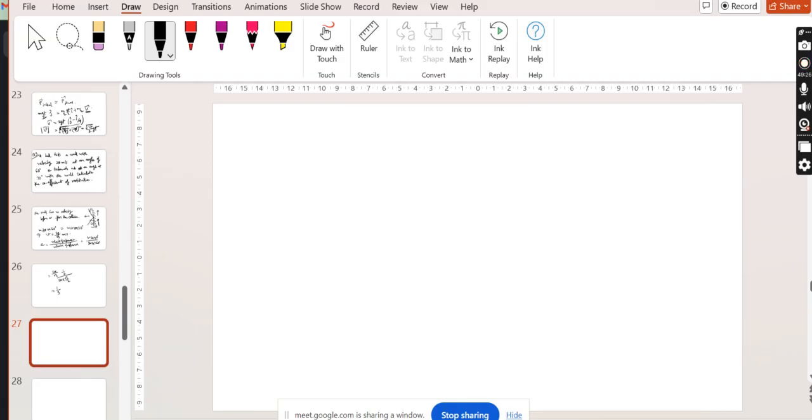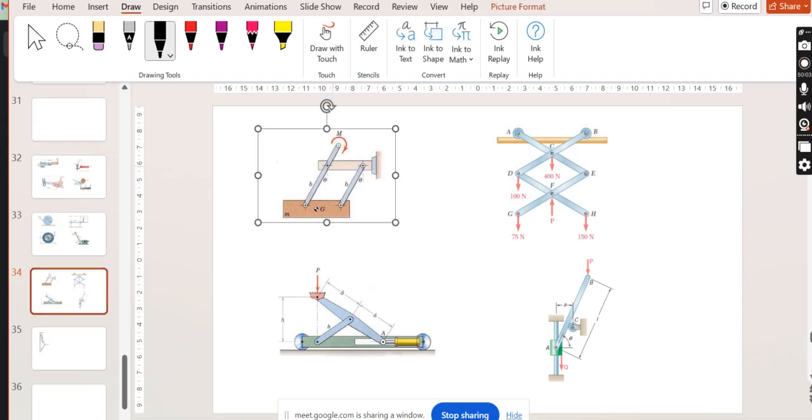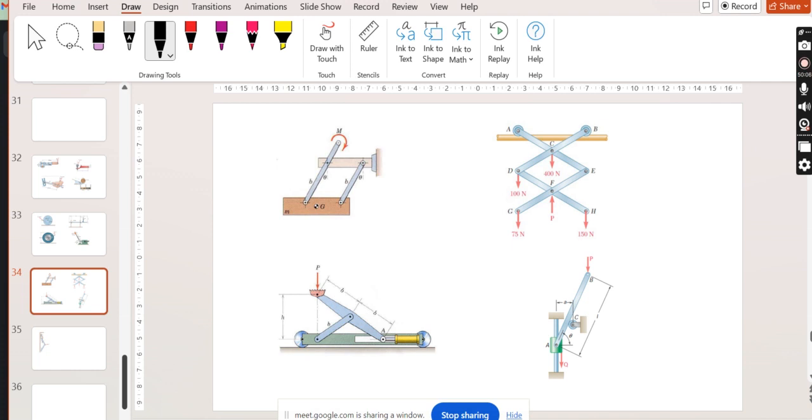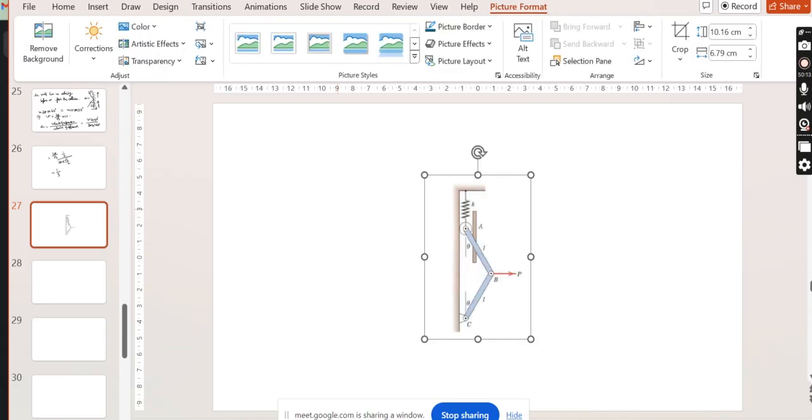So now we move to virtual work, principle of virtual work problems.